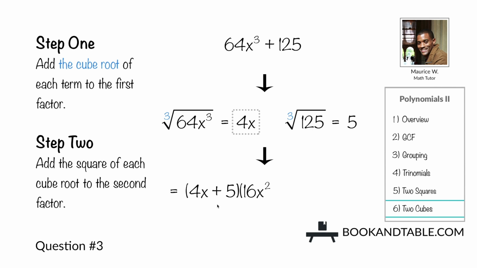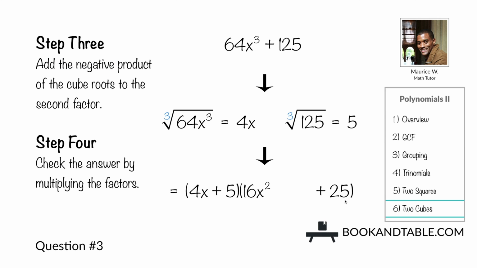And now step 2, add the square of each cube root to the second factor. So when we square the first cube root, we get 4x times 4x, which will give us 16x squared. The second cube root was positive 5. When we square that, we get positive 25, which we'll place at the end of the second factor. And now step 3, add the negative product of the cube roots to the second factor. The cube roots are 4x times 5, so the product would be 20x. The negative product would then be negative 20x. So when we factor 64x cubed plus 125, we wind up with 4x plus 5 times 16x squared minus 20x plus 25.